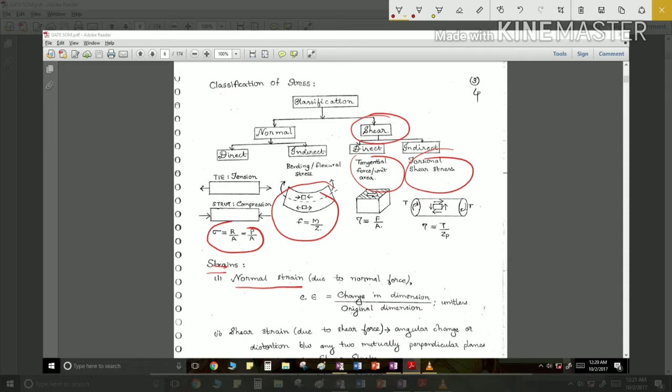And strain, normal strain, very important. The definition of strain is very important. Strain is defined as change in dimension by original dimension. Let us say the change in dimension is denoted by delta L and the original dimension is L. So that is denoted by e. So this is the formula for strain, a very, very important formula. Okay.